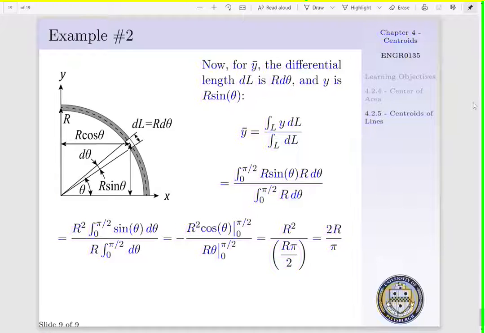If we look at these centroidal values in comparison to the radius that defines our wire, we are actually going to be off our body. And that's okay for lines. Oftentimes, the centroid of a shape that is constructed by a wire is not going to exist on the wire itself.